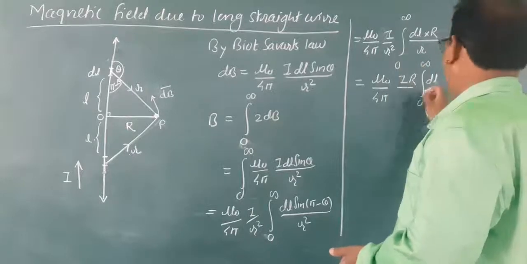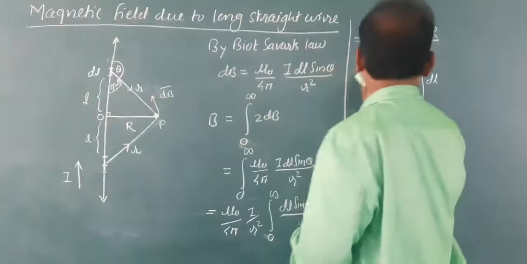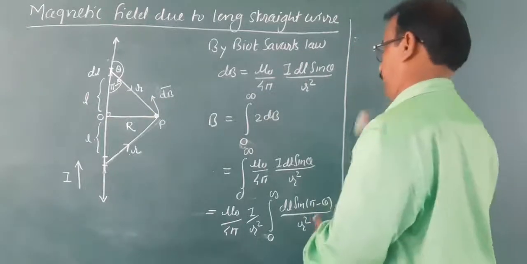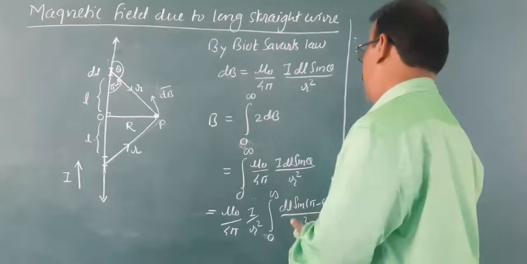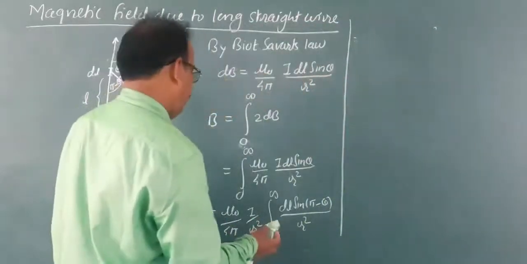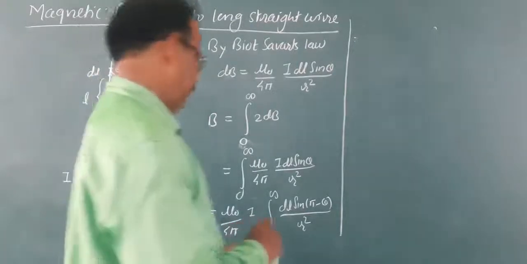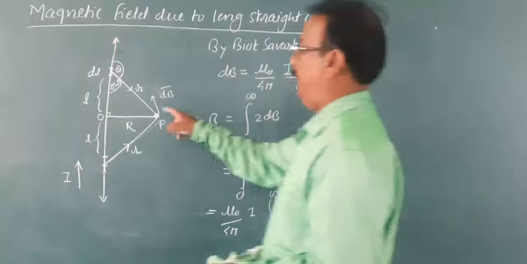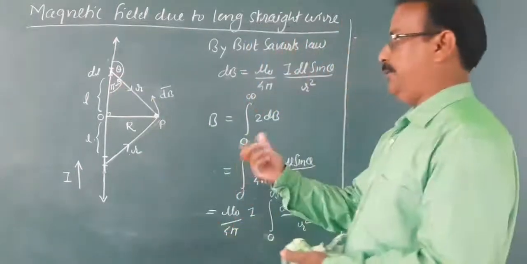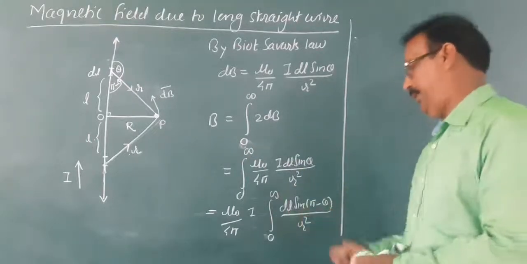This r, small r, is not constant. It will not come out of the integration, because it is the distance of point P from that element. It is variable. It will not come out of the integration.